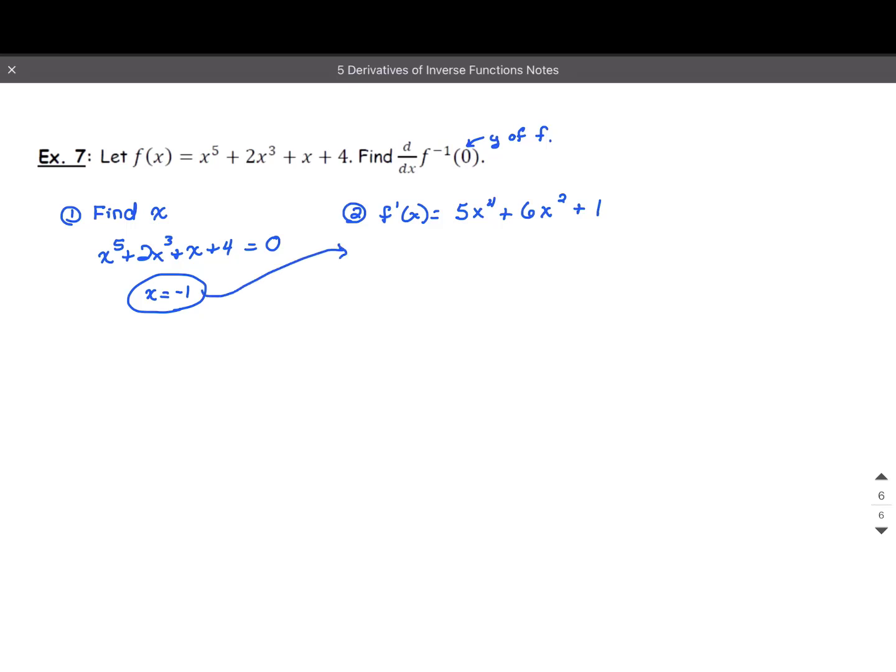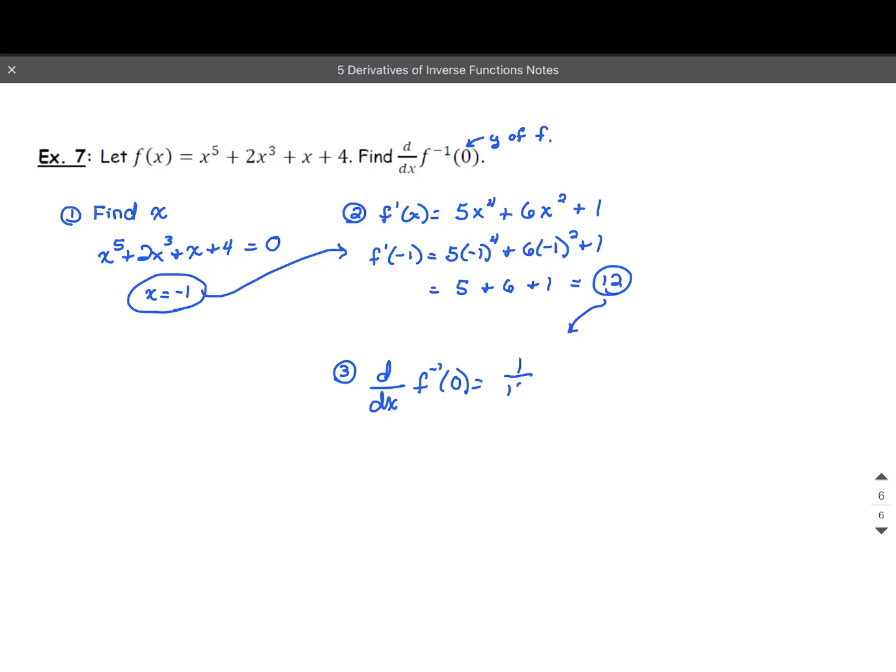Then we're going to take this new x value and plug it into the derivative. So 5 times -1 to the 4th plus 6 times -1 squared plus 1. That's going to give us 5 plus 6 plus 1, that's 12. Now we're ready to give the derivative of the inverse at 0. It's just the reciprocal of 12, 1/12. That's it, guys.